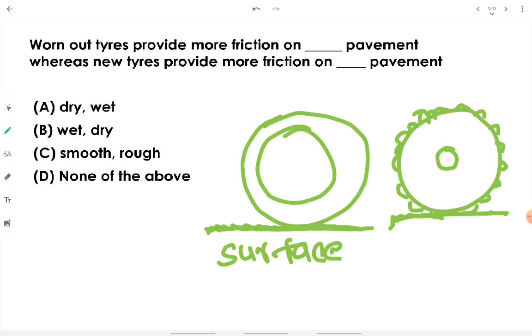Now since the road is wet, the gaps on the road have been filled up with a lubricant, which is water. The road is slippery, but our tire is brand new. It has more grip over the road. That's why when we are talking about wet pavement, we desire to have a new tire. That's why worn out tires provide more friction on dry pavement, and brand new tires provide more friction on wet pavement. Okay, enough for this. Let's go to the next question.